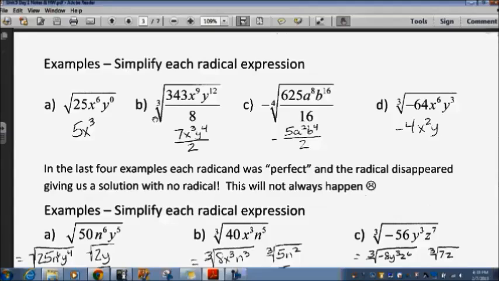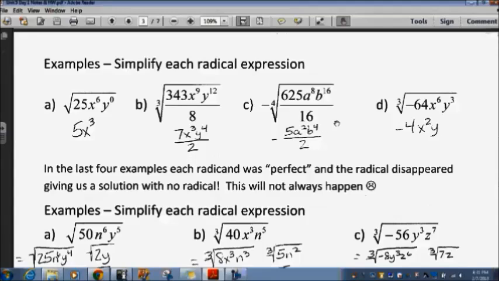Remember that from the properties of exponents. Let's move to B. The cube root of 343 x to the 9th y to the 12th over 8. We could break this into the cube root of 343 x to the 9th y to the 12th over the cube root of 8. Now let's take care of the numerator. Cube root of 343 is 7. Cube root of x to the 9th is x cubed. Cube root of y to the 12th is y to the 4th. That's our numerator. Cube root of 8 is 2. That's our denominator. Boom. We're done.